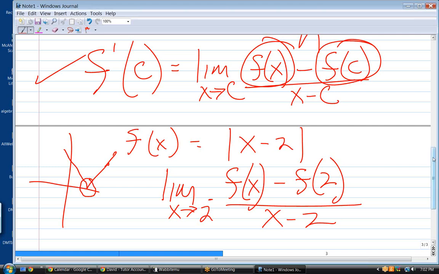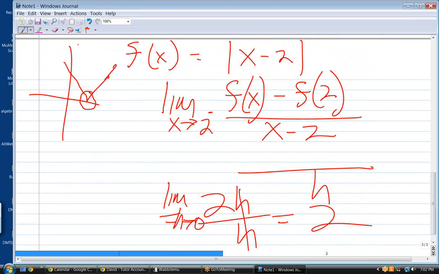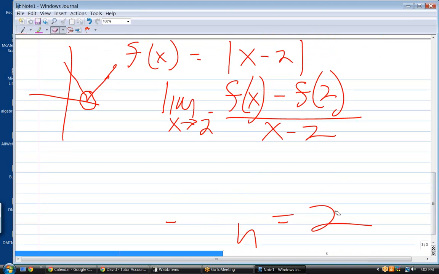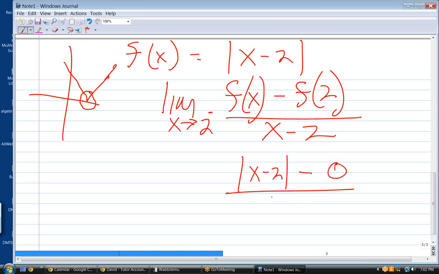If I go through the math and figure out what happens to this function as I approach 2 from the left, I've got the function x minus 2 minus f of 2, which is 0, all over x minus 2. Well, as I approach from the left, that's equal to minus 1, the limit of that as x approaches 2 from the left. You see why that's minus 1 and not 1? Yeah. Okay. Now, if I do the same process and figure out what that limit is as I approach 2 from the right, I'm going to get plus 1.